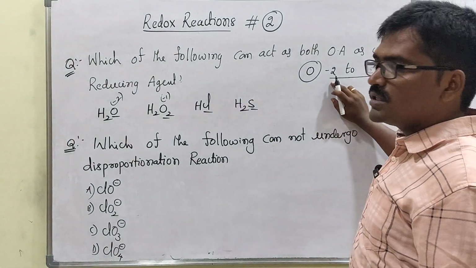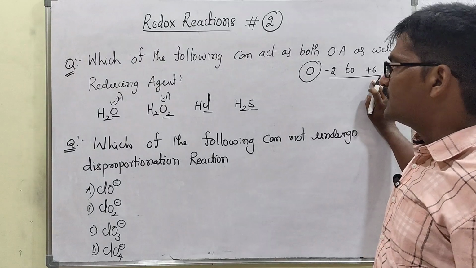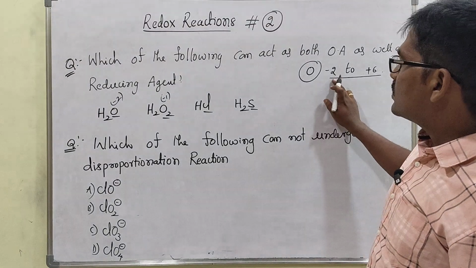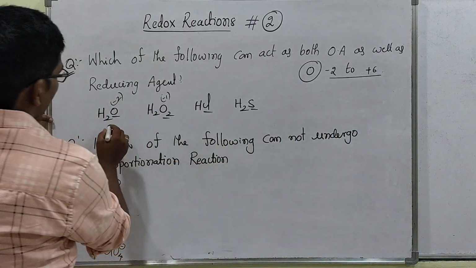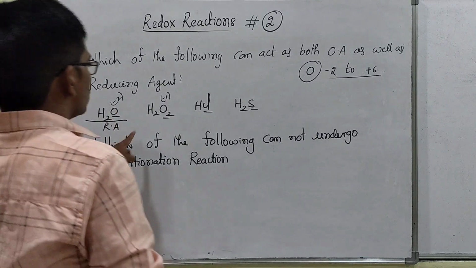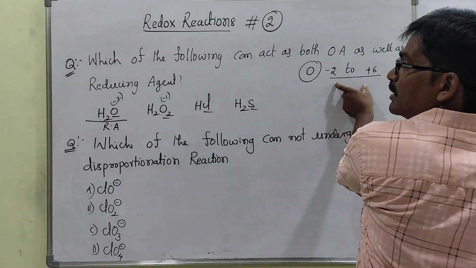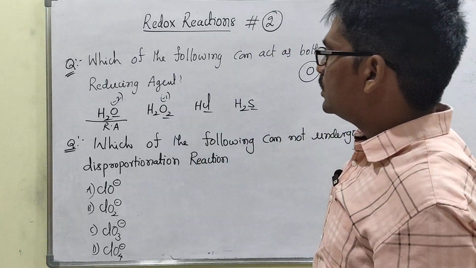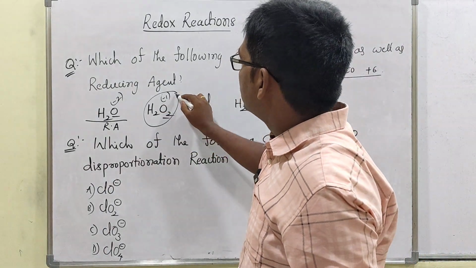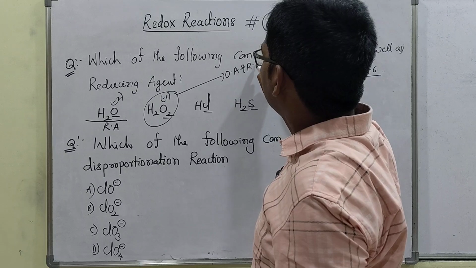How do we find this out? Group number minus 8. This is the group number. Clear? Right. So the lowest oxidation state works as a reducing agent. Then H2O2, if you take -1 oxidation state, this is intermediate in between -2 to +6. So this acts as an oxidizing agent as well as a reducing agent.